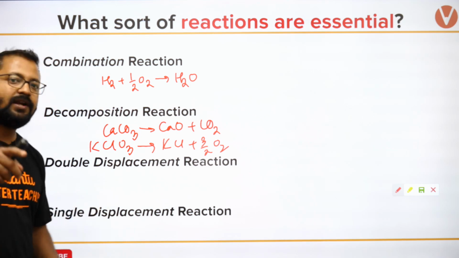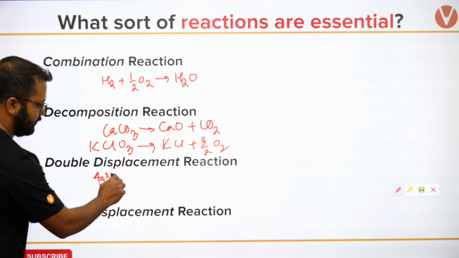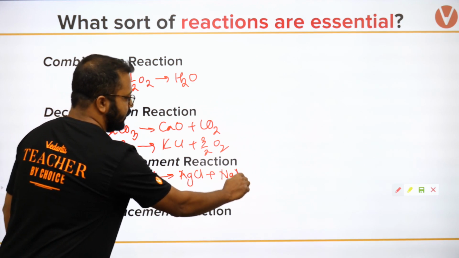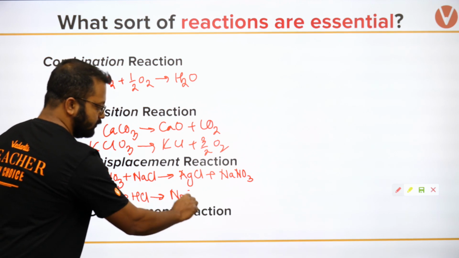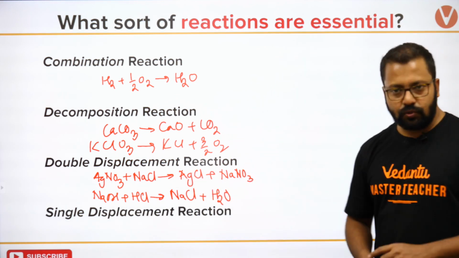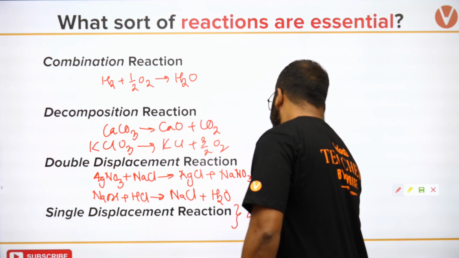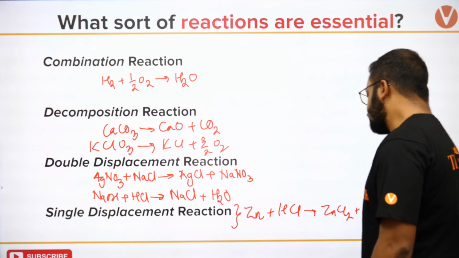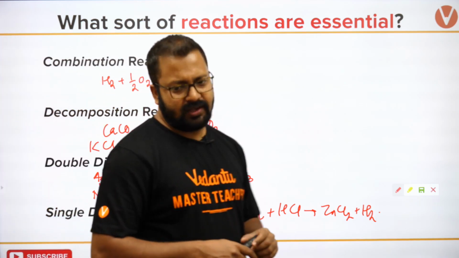Double displacement, the very common example of double displacement is neutralization or precipitation. Silver nitrate plus NaCl changes to silver chloride plus NaNO3, or NaOH plus HCl changes to NaCl plus H2O. Single displacement reaction, example I can take as zinc plus HCl changes to ZnCl2 plus H2. Okay, so N2 plus H2 is again a combination reaction.